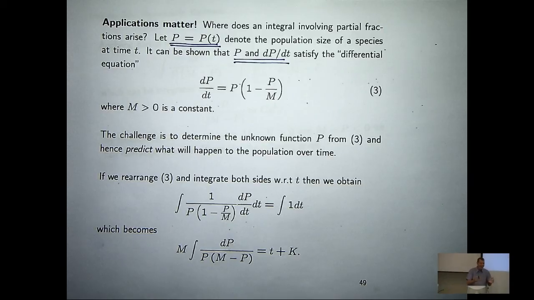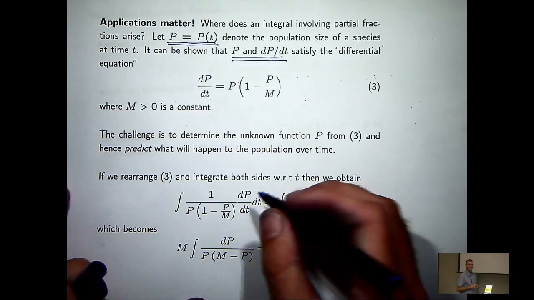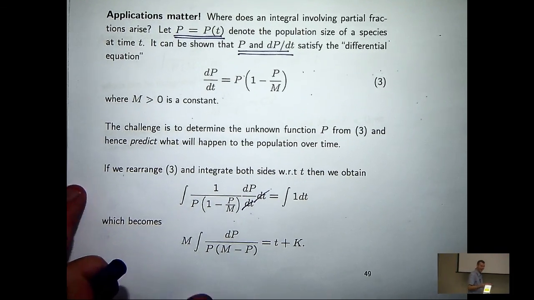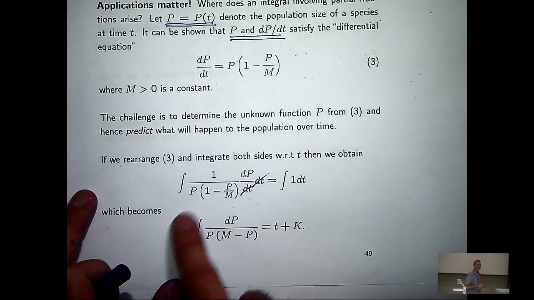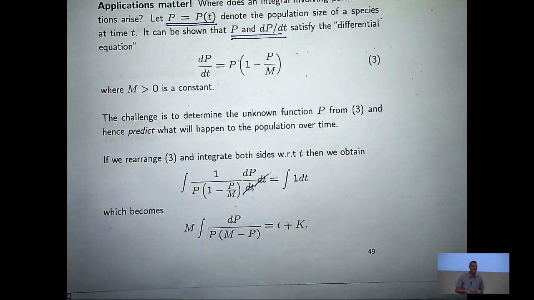Now, solving differential equations in many cases uses integration. So what we can do with this differential equation is to rearrange it and integrate on both sides with respect to t. So you get a bit of a cancellation there. So essentially what you want to do is integrate this left-hand side somehow. Remember, m's a constant. This is perfect for using the partial fractions approach.